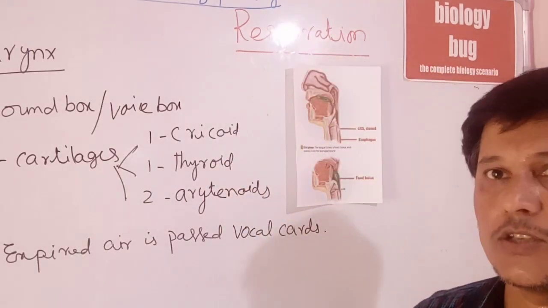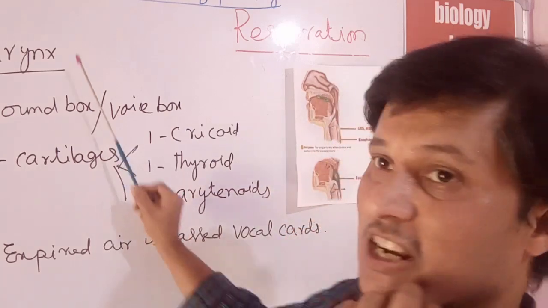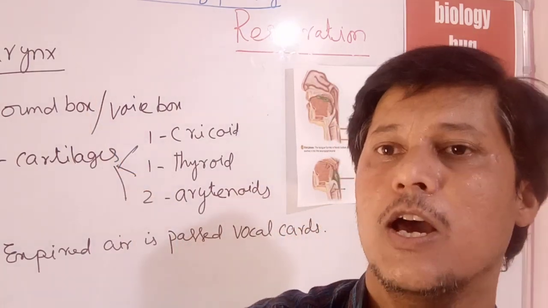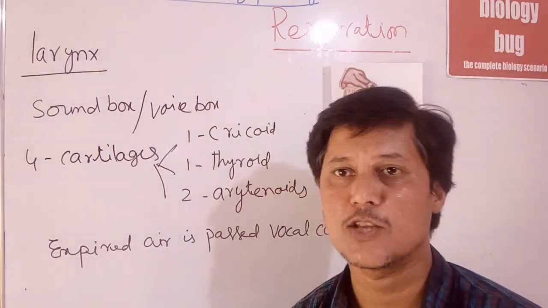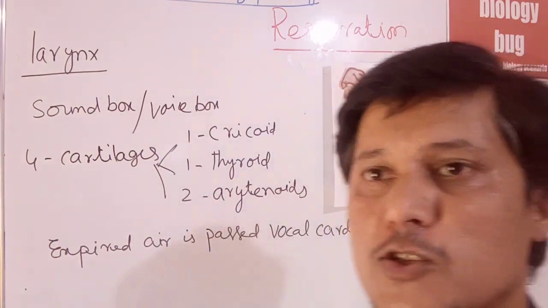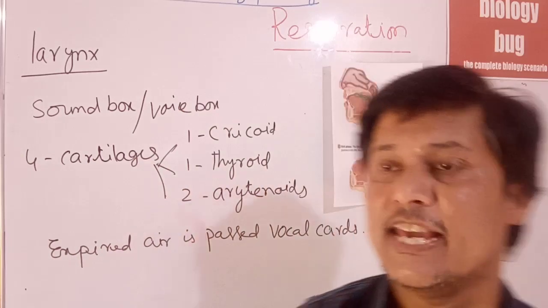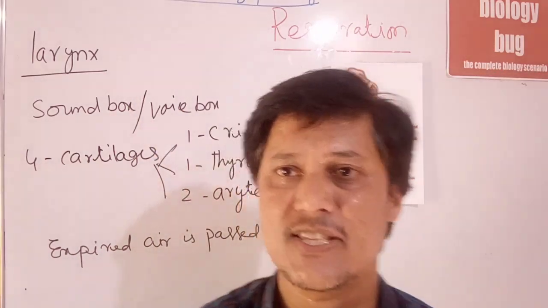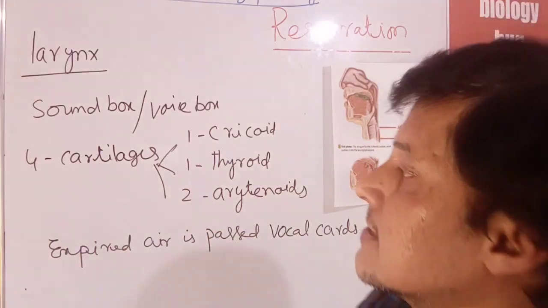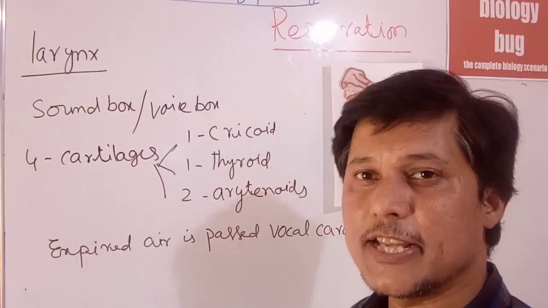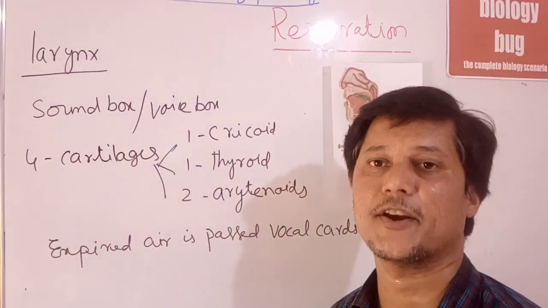So next respiratory part is larynx. Larynx is also known as a sound box, also known as a voice box. ఈ larynx కి ఇంకో పేరు ఏంటంటే sound box, also known as a voice box. It is covered by or it is protected by 4 cartilages.